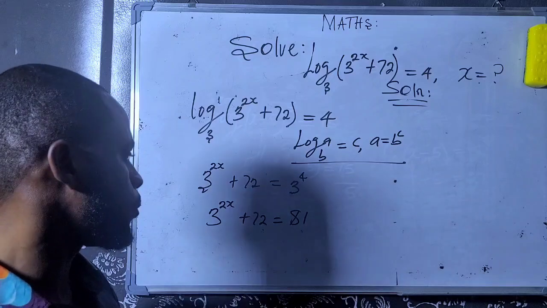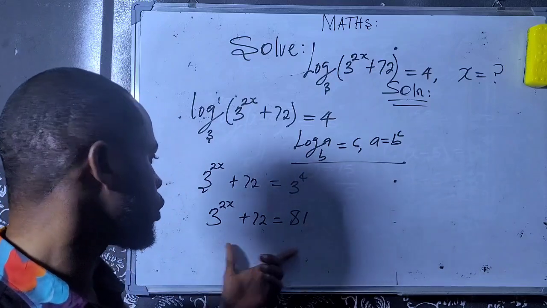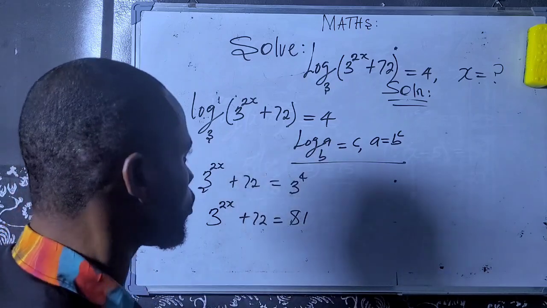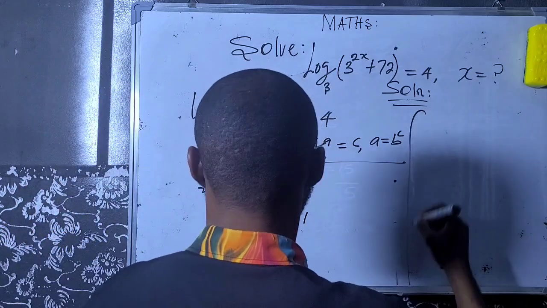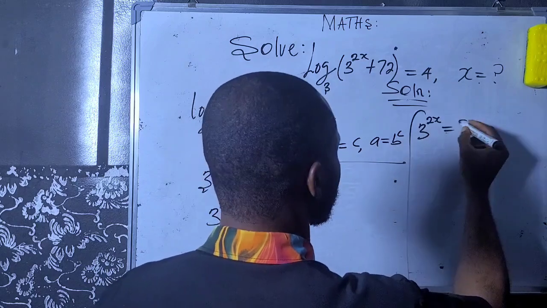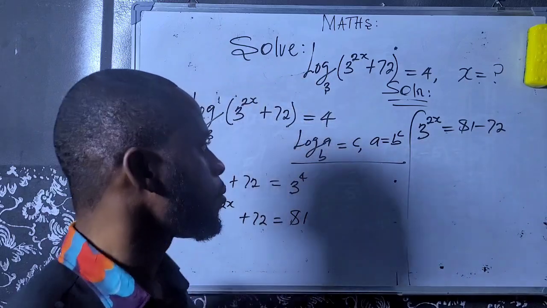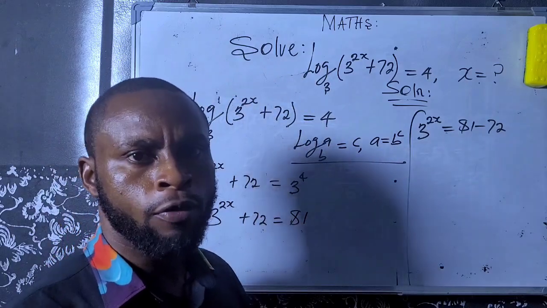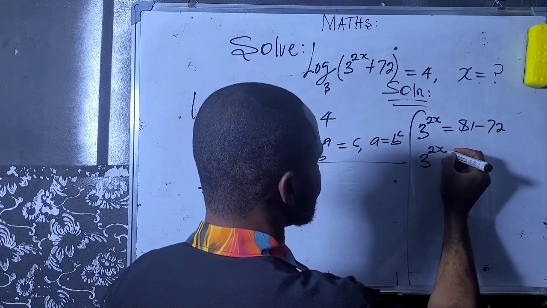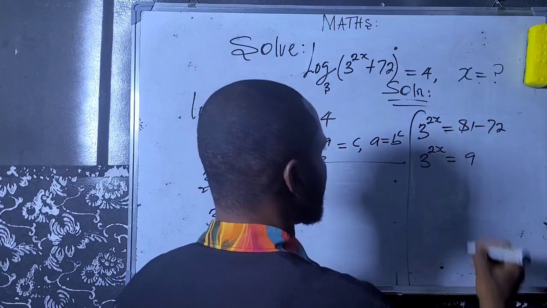Now, the next step is for us to collect like terms, or we simply subtract 72 from both sides of the equation. The equation becomes 3 to the power of 2x equals 81 minus 72. When we simplify this further, we have 3 to the power of 2x equals 9.